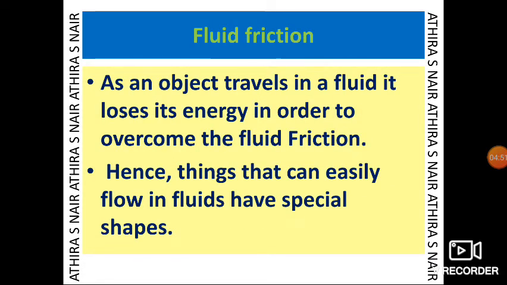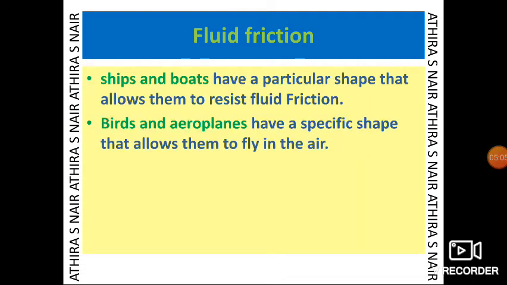As an object travels in a fluid, it loses its energy in order to overcome the fluid friction. Hence, things that can easily flow in fluids have special shapes. Ships and boats have a particular shape that allows them to resist fluid friction. Birds and aeroplanes have a specific shape that allows them to fly in the air.